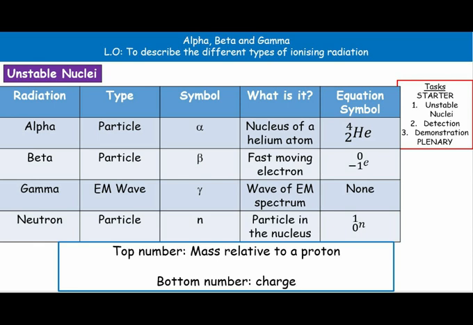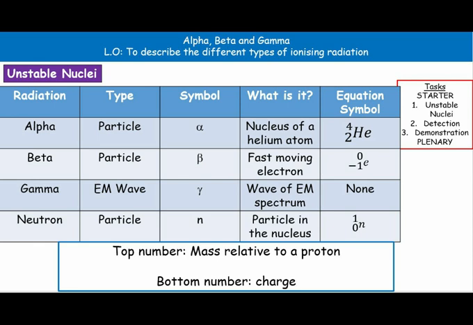The third radiation we're looking at is gamma. Now, this isn't a particle, this is an electromagnetic wave. Now, we'll find this when we look at the electromagnetic spectrum. This is one of the waves we will find on there. It doesn't actually have an equation symbol because it is just an electromagnetic wave, it's energy. The fourth and final one, the neutron there, that is of course a particle.